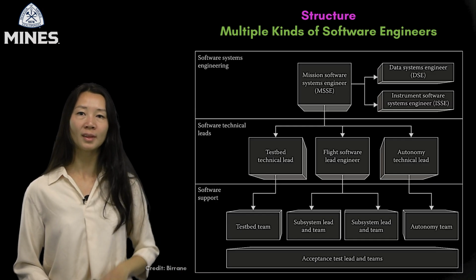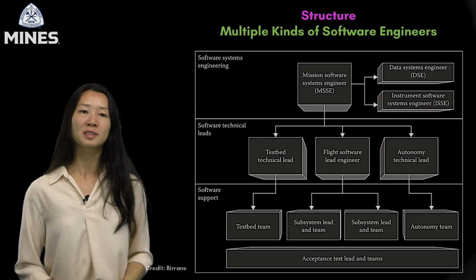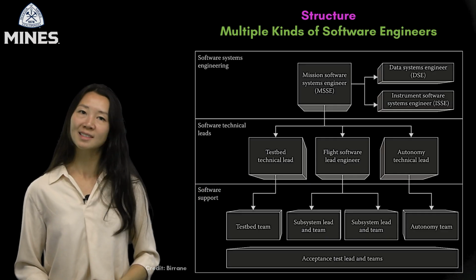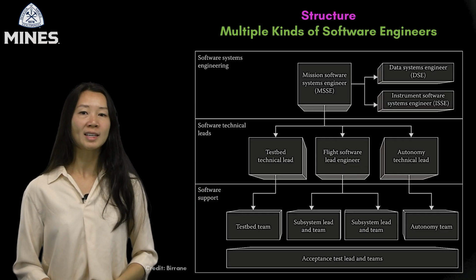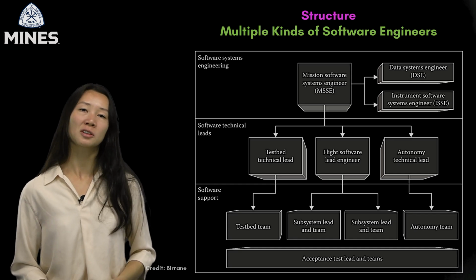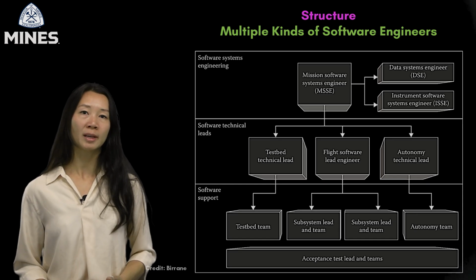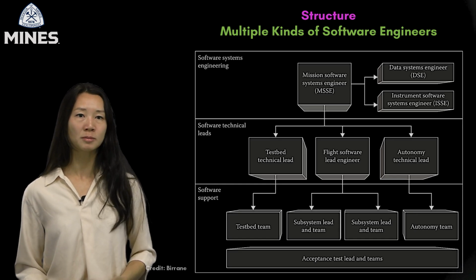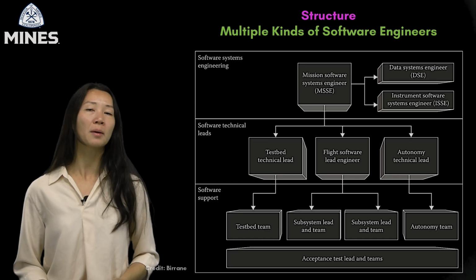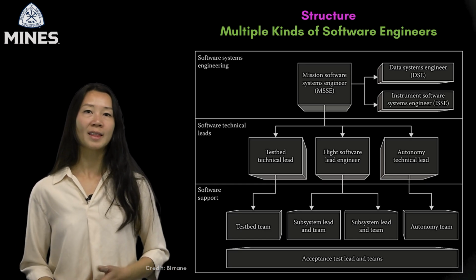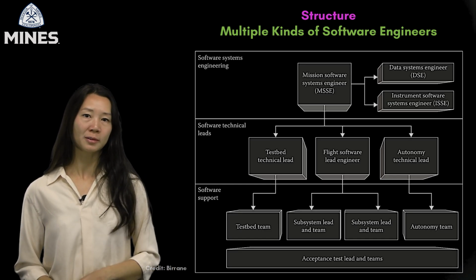At the top, we have the Mission Software Systems Engineer, the MSSE. They're responsible for end-to-end architecture and making sure the software aligns with the overall mission objectives. They think at the application level: navigation, science objectives, autonomy behaviors, and how all the pieces come together. That's what I want you to do throughout this course.